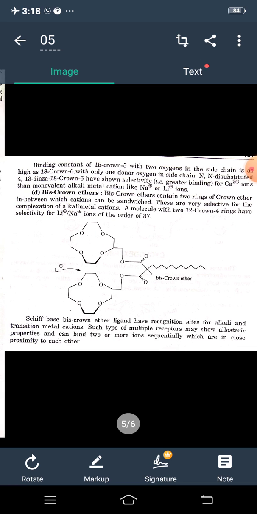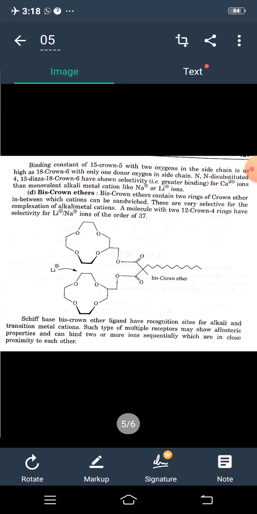So today we have discussed crown ethers as enzyme models. It is important from the examination point of view. If you have any problem, we can discuss it in the next e-video lecture. Today we have discussed crown ethers and the types of crown ethers. So thank you.